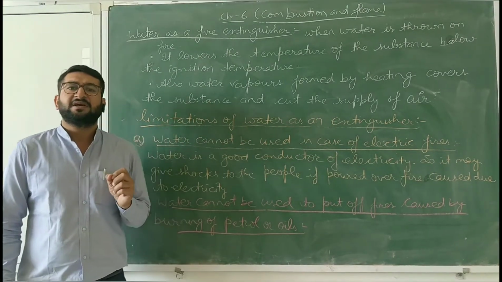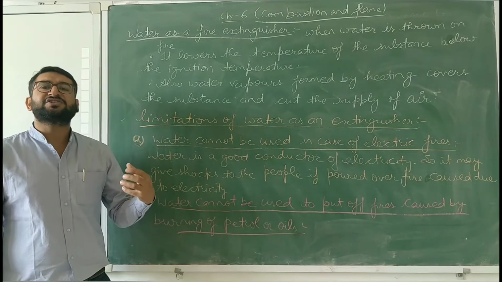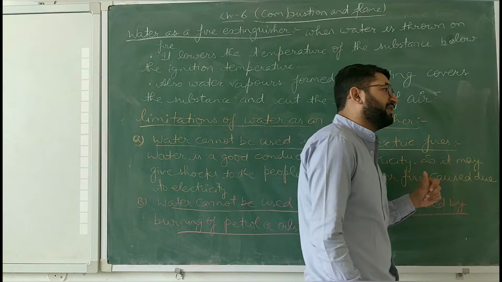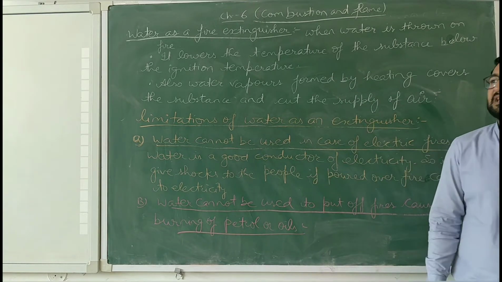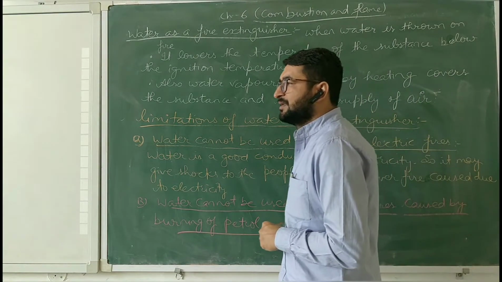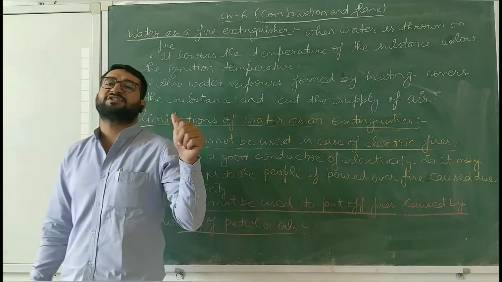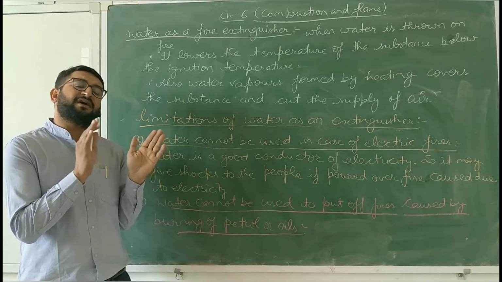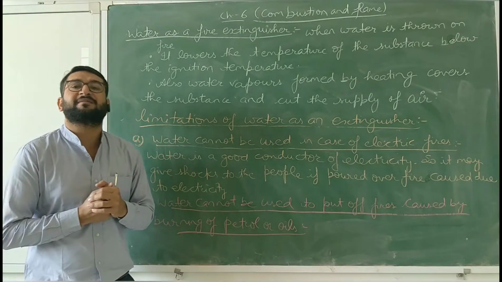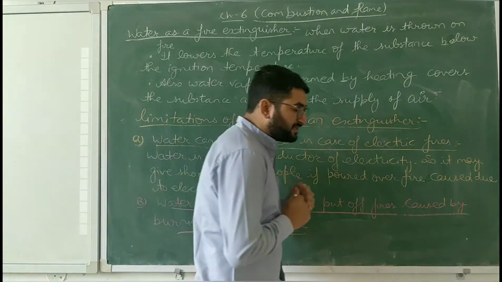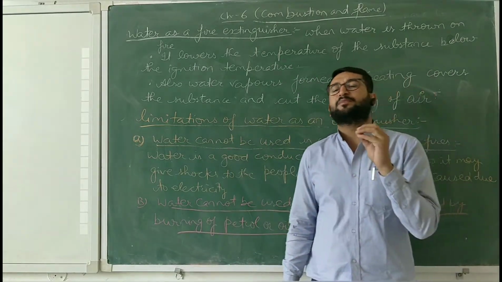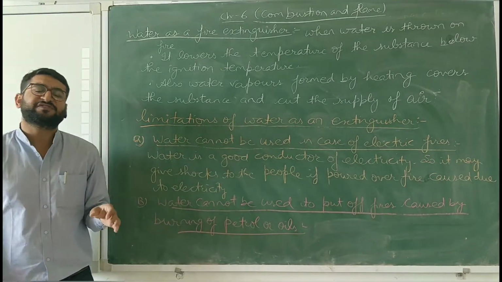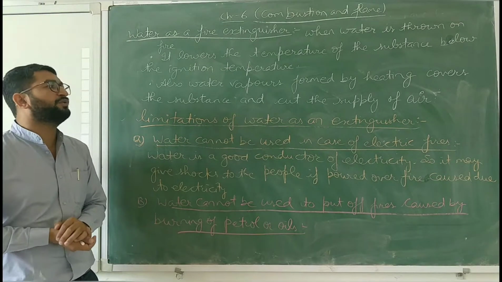After that, we discussed the conditions necessary for combustion. It's a very important topic for your exam. What are the three conditions necessary for combustion? The first one is a combustible substance. There must be a combustible substance available for burning. The second one is the supporter of combustion, that is oxygen or air. In the absence of a supply of oxygen or air, combustion would not take place.